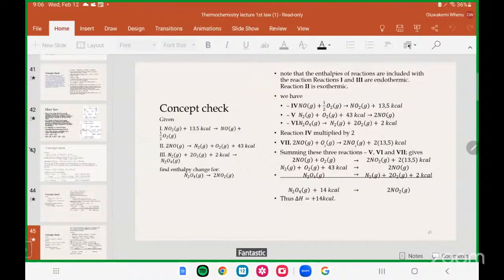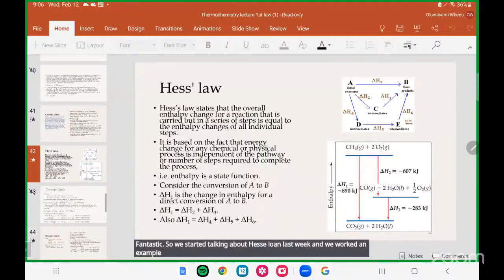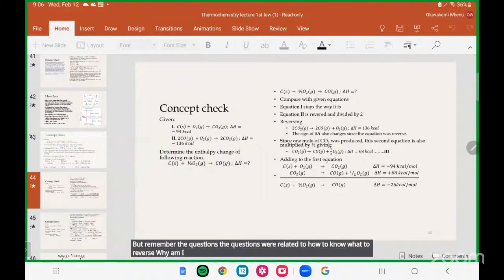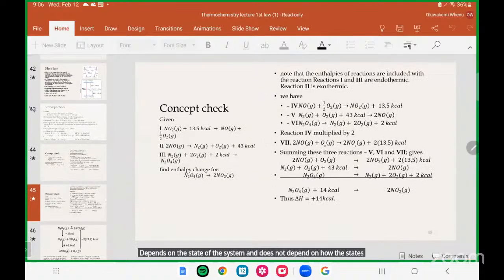Fantastic. So we started talking about Hess's law last week, and we worked an example. I remember the questions were related to how to know what to reverse. Why do we multiply? Why do we change sign? It all has to do with the fact that enthalpy is a state function. A state function depends on the state of the system and does not depend on how the state was achieved. So to buttress what we learned last time, let me work another example.